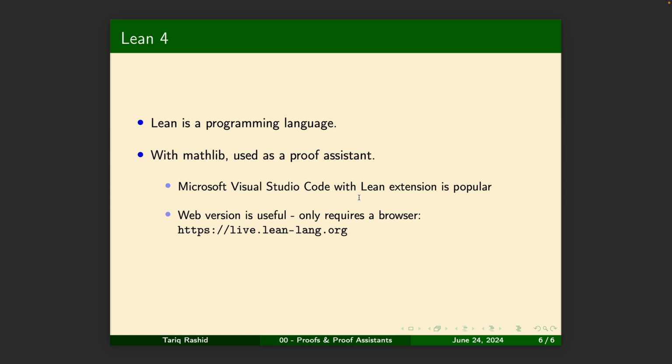In the next few videos we will get hands-on, but in this video we're just talking about the concepts and ideas. So Lean is actually a programming language in the same sense that Python, C, Lisp, Haskell are programming languages. It's a functional programming language. If that means something to you, great. If not, don't worry about it.